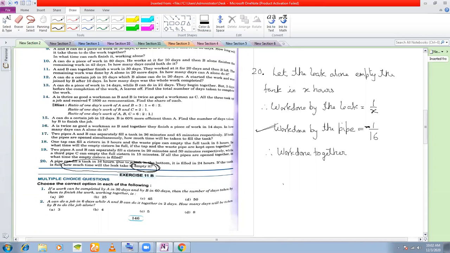If the question was how much time it will take to fill the tank, then I would have taken just the opposite. I would have taken this as minus and this as plus, because the question is regarding filling. But since the question is regarding emptying, that is why I have taken this as my plus and this as my minus. You understand what is going on here? Yes, sir.